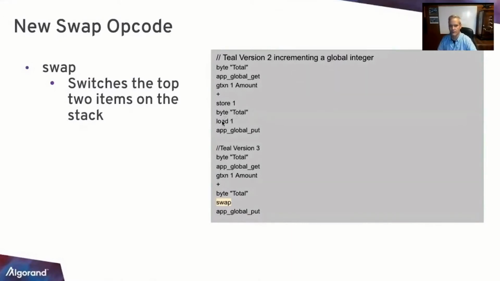I have to start with byte total and then have the value and then call the app global put. So you see these store and load were just there because I have no way of manipulating the stack and the order of the parameters in the stack.